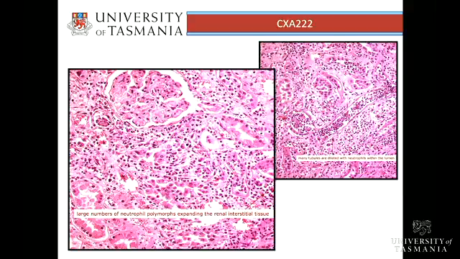You'd be then assessing, are the glomeruli primarily involved, or is it the surrounding tissue? If it's the surrounding tissue and the glomeruli appear unscathed, then it's likely to be a pyelonephritis rather than a glomerulonephritis.